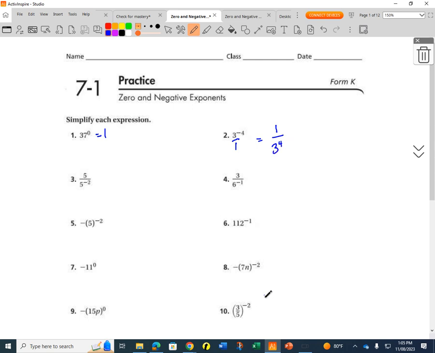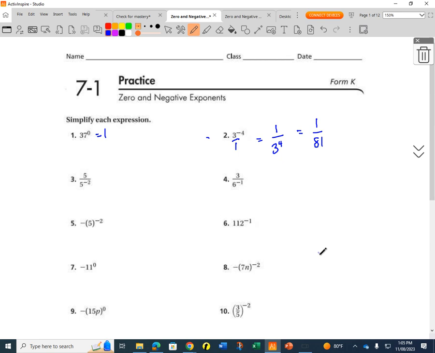So remember, to simplify an expression, you can't have any negative exponents left in it. You can't have any exponents of 0 left in it. So now we need to simplify that power, 3 to the 4th power. You guys remember how to do that with a calculator? It's going to be 3, then hit the Y to the X button. 81. Okay, so now we know that 3 to the negative 4th power is 1 over 81, 1/81st.